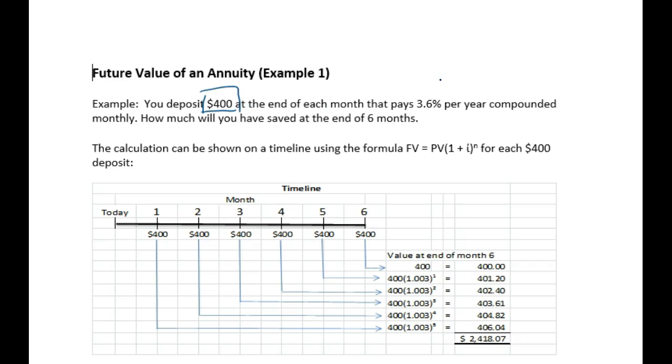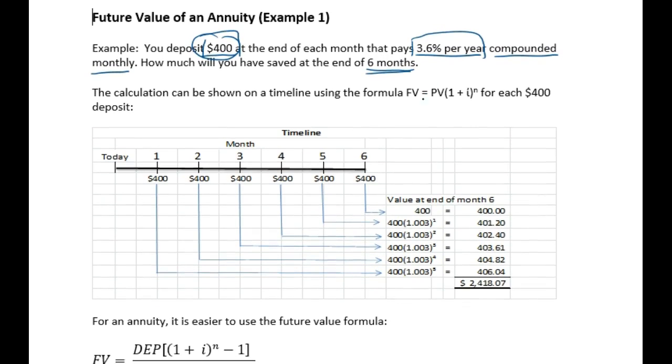So we're doing the end of each month. It pays 3.6% per year, and it's compounded monthly. How much will you have saved at the end of 6 months? So the idea of this $400 deposit happening frequently throughout, we can do the calculation of future value that we've seen in the past. So remember, future value in sort of a compound interest format was taking present value and adjusting it with our I and our N.